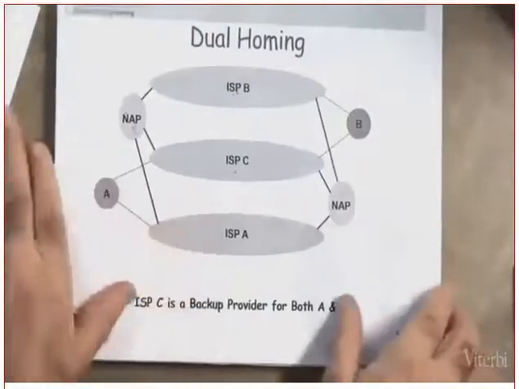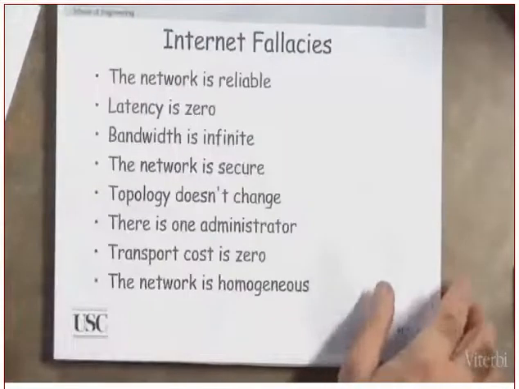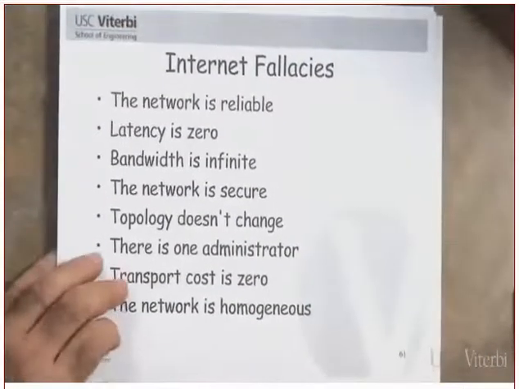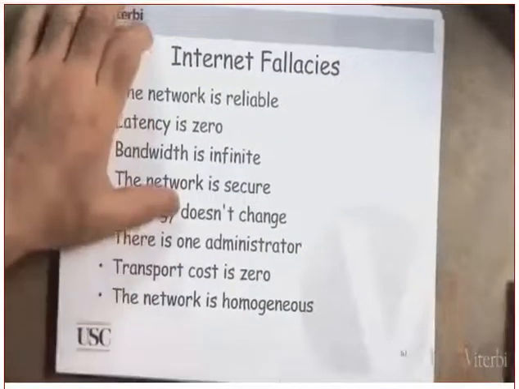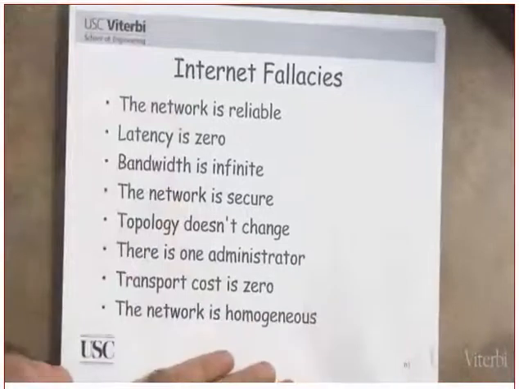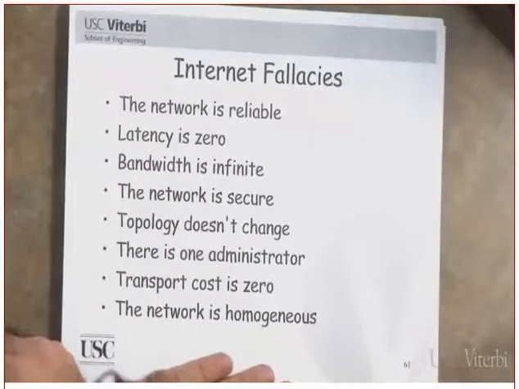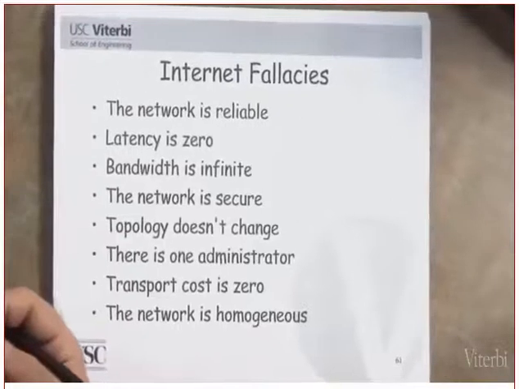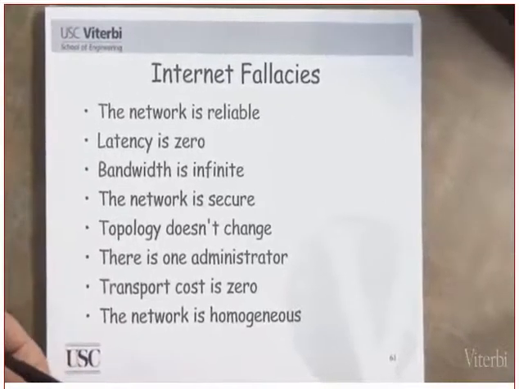All of these, again, we have seen them in 450. Now, internet fallacies. Fallacies means what? Myth. The network is reliable. The internet is not a reliable network, which means what? We need to find situations, or we need to find mechanisms to provide for some reliability in the network.